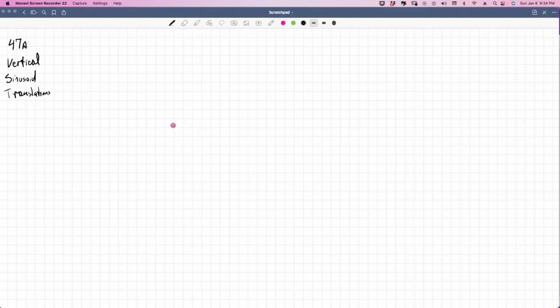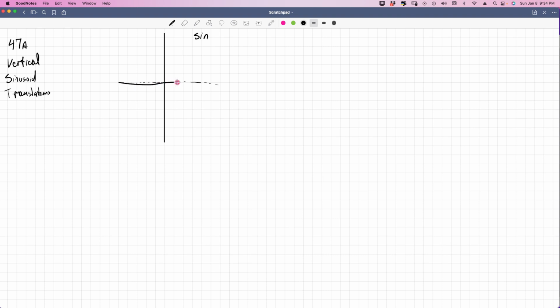So, a refresher on sinusoids. We talked about the properties that they have, and one of the properties that we need to remember is whether or not it's positive or negative. So, if it is a sine sinusoid, that means that it is going to cross the y-axis at the midline of the sinusoid.